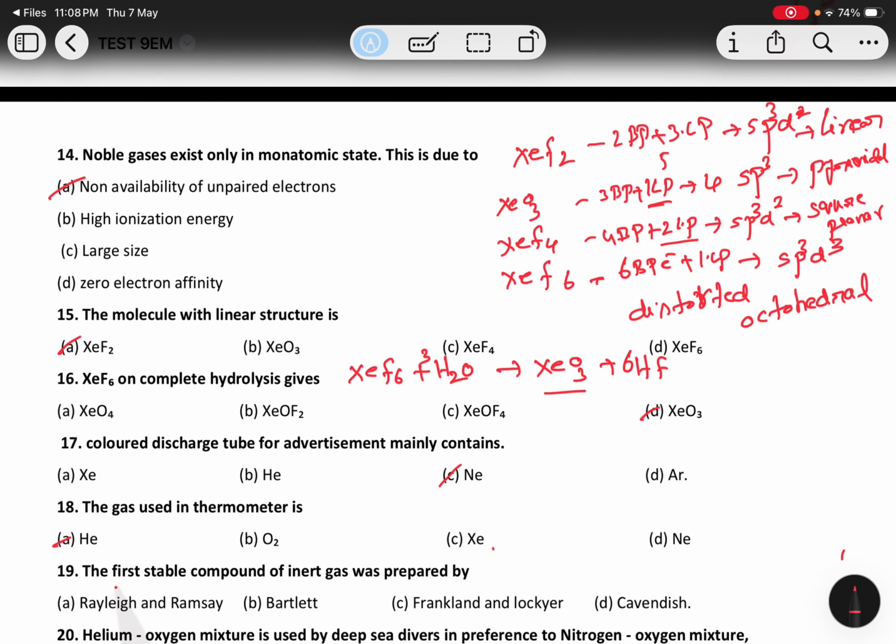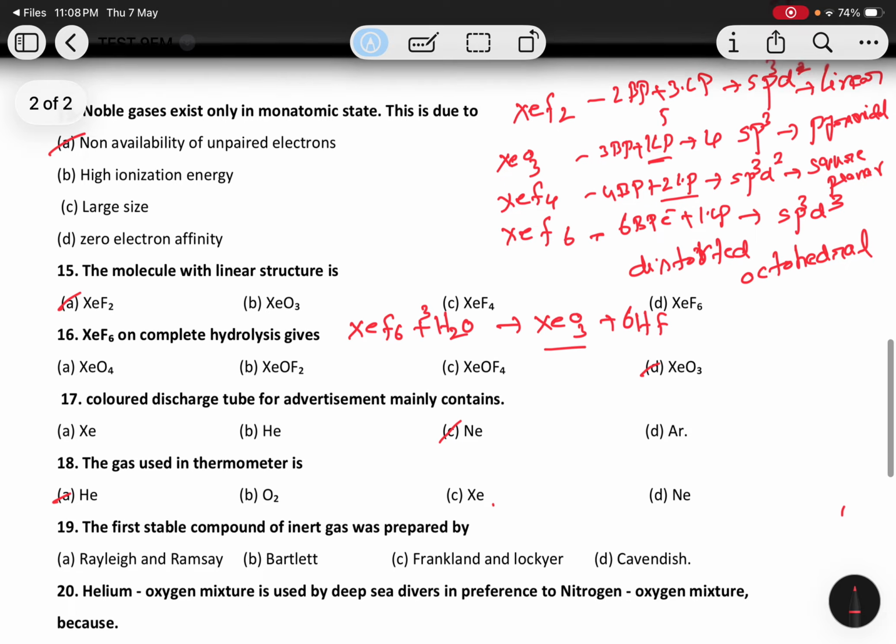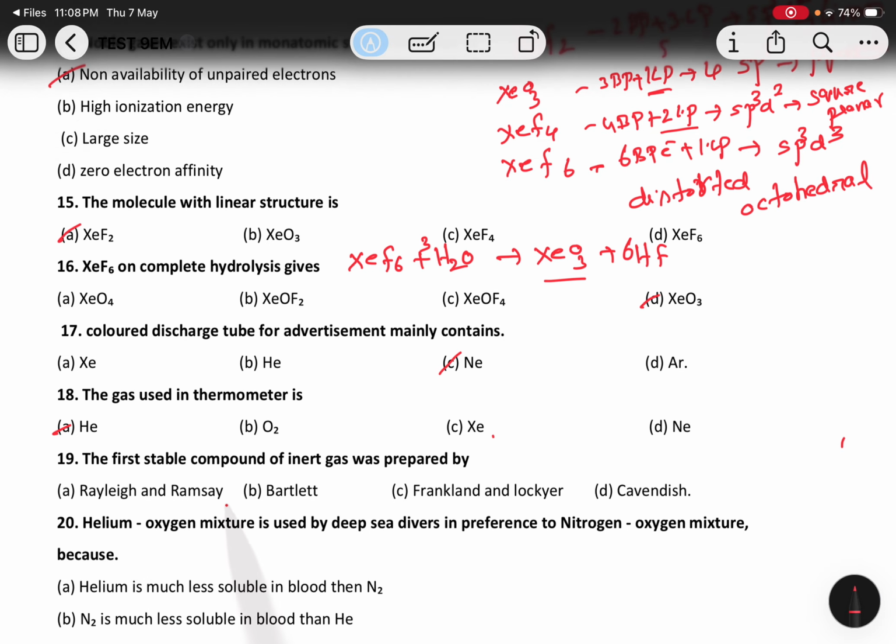Next, 19th one. The first stable compound of an inert gas was prepared by Rayleigh and Ramsay, Bartlett, Franklin and Lockyer, or Cavendish. It was first prepared by Bartlett. The first inert gas compound is XePtF6. Some competitive examinations have already asked the IUPAC name of the first inert gas compound: xenon hexafluoroplatinate. This is the first inert gas compound, discovered by Bartlett in 1962.